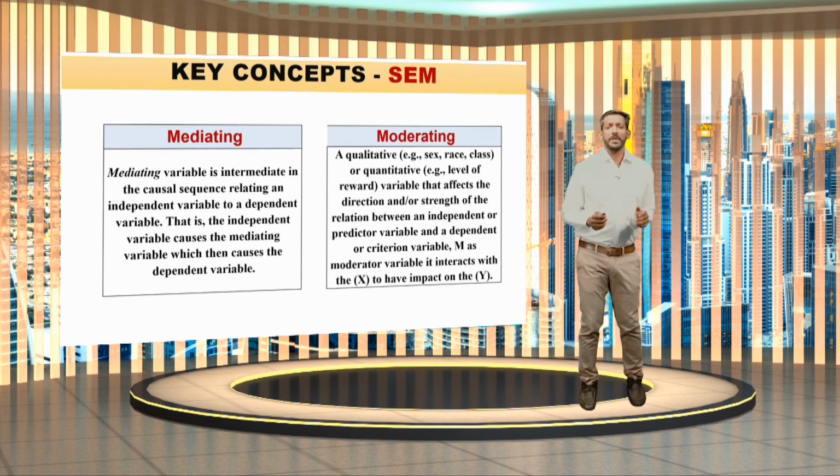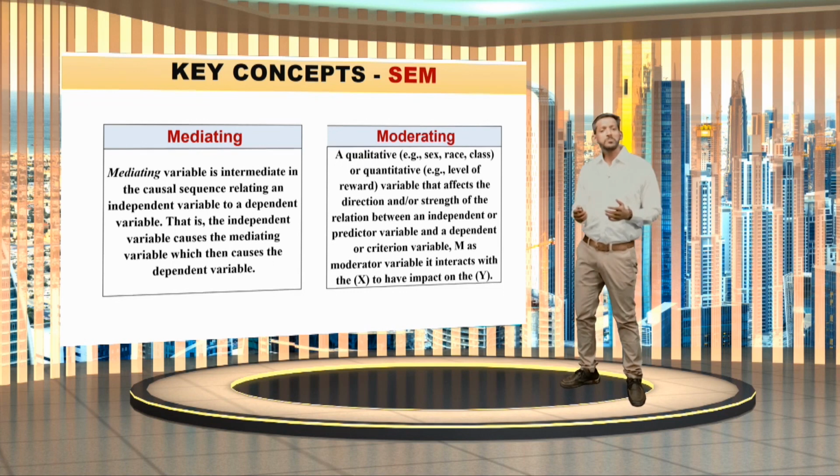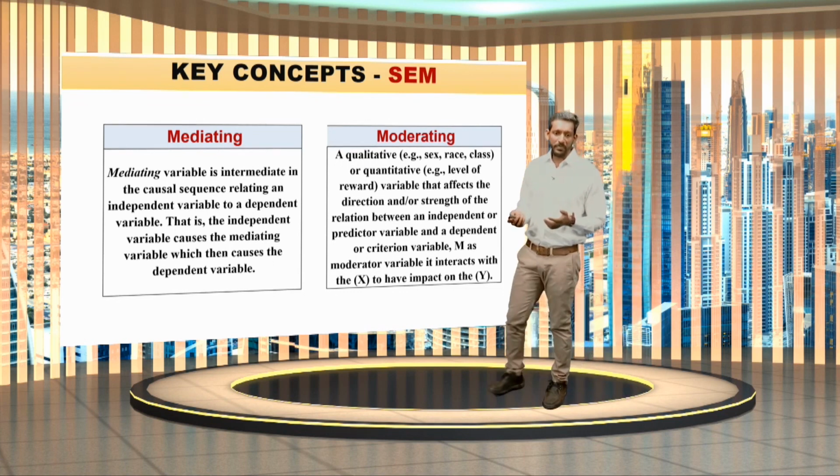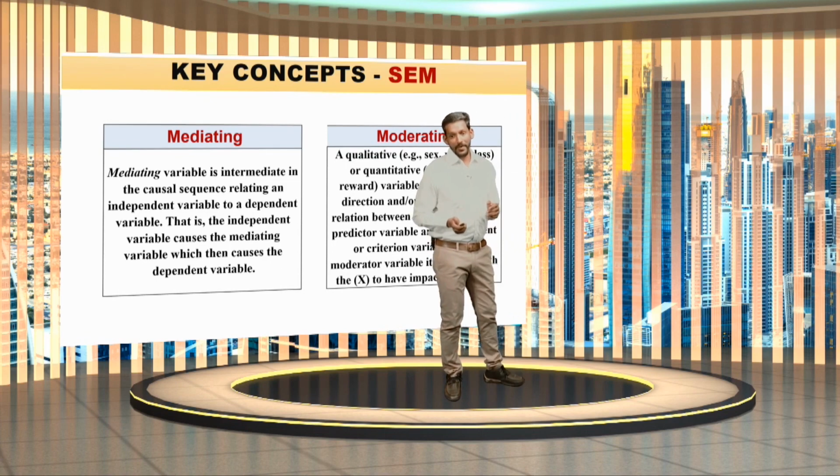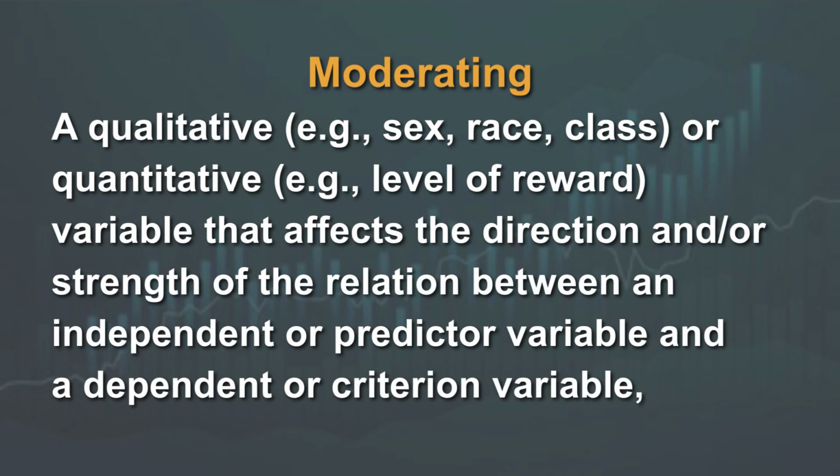Normally, when you say mediating variable, we are trying to assess the indirect effect between x and y. When you say moderating variable, it is a qualitative variable, or it may be a quantitative variable also. It affects the direction or strength of the relation between an independent variable and a dependent variable.